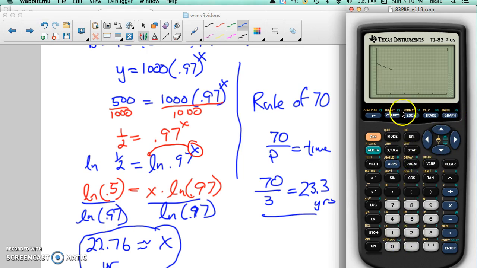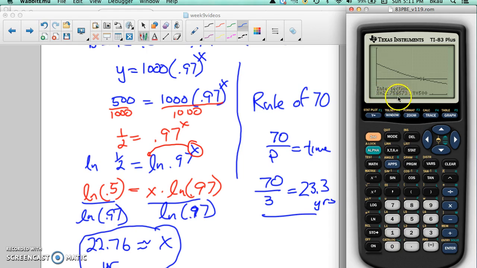It drops here. We're decaying, so it's going to drop down. So we're looking at when it's going to reach this marker right here, because that's the 500 mark right there. So hopefully that is going to be close to 22.76. Intersect: enter for first curve, enter for second curve, take it close to 20.22, enter.